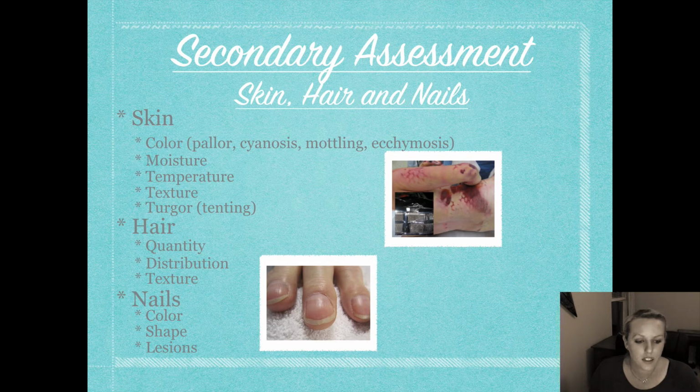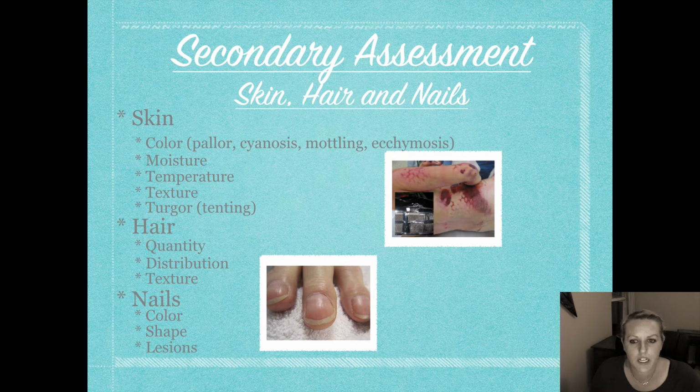We want to look at the color, the shape, and the lesions. So one thing that you can look at on people is the color of these two fingernails. If they are yellowish brown, that person's probably a smoker. Also, are they a pink color? Are they blue? We also want to look at the shape of them.